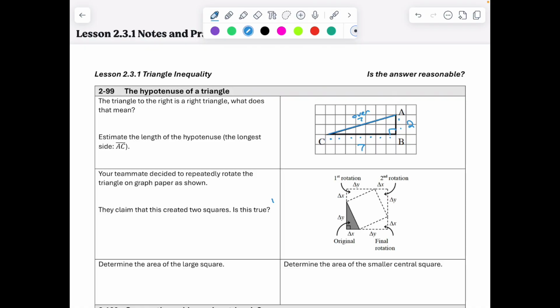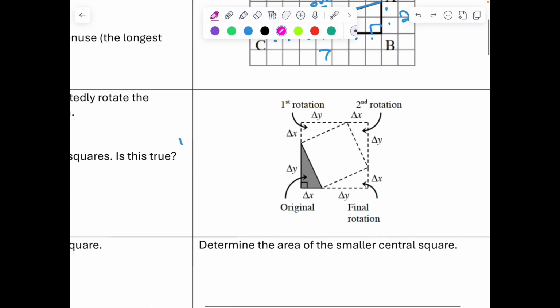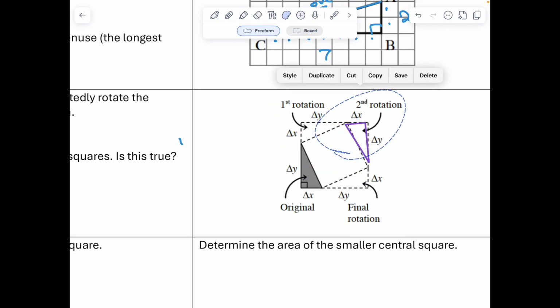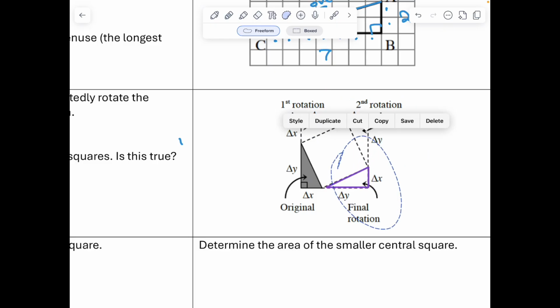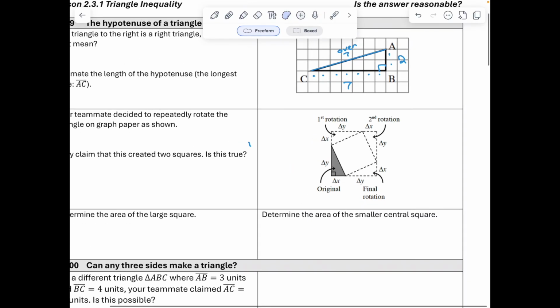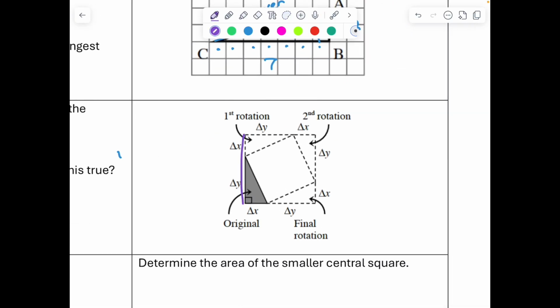So your teammate decided to repeatedly rotate the triangle on the graph. So here's this triangle, okay? And what they did is they took it and they rotated it over here. And then they rotated it over here. And then they rotated it again like this until they made a square with all those rotations of that same triangle, okay? We've got 2 squares here. We've got the outside square, this big one that we made, okay? But when we rotated these triangles, we also made this inside square as well, okay? So 2 squares here.